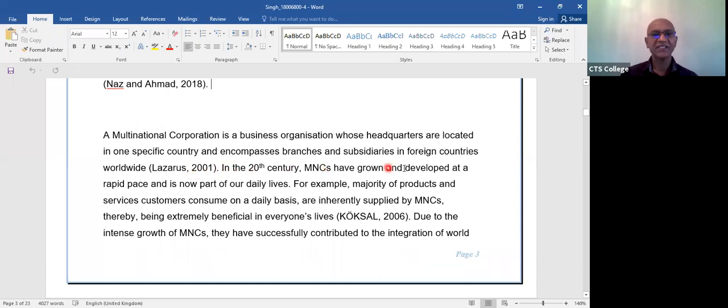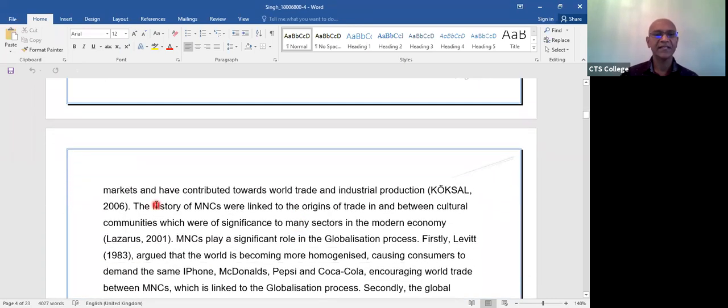In the 20th century, MNCs have grown and developed at a rapid rate. For example, the majority of products and services that consumers buy on a daily basis are inherently supplied by MNCs. We have a good reference here. Due to the intense growth of MNCs, they have successfully contributed to the integration of the world markets and toward world trade and industrial production. The history of MNCs were linked to origins in and between cultural communities and so on.